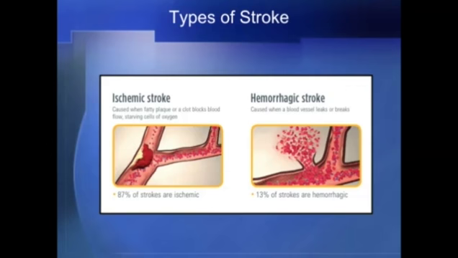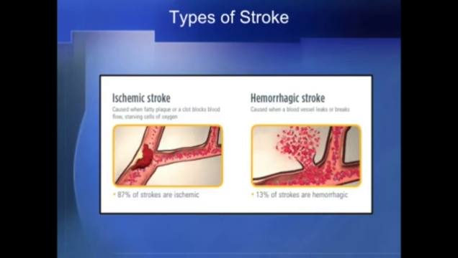bleeding within the brain, and subarachnoid hemorrhaging, or bleeding within the subarachnoid space. Intracerebral hemorrhaging is most often caused by hypertension, which causes the blood vessels to rupture. With subarachnoid, the most often cause is congenital blood vessel abnormalities like an aneurysm.